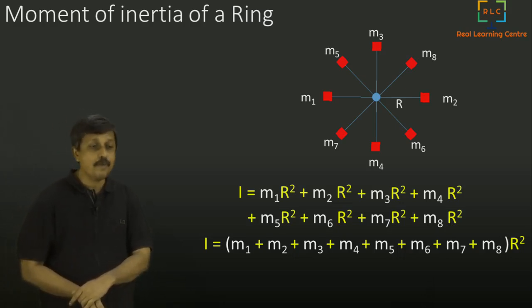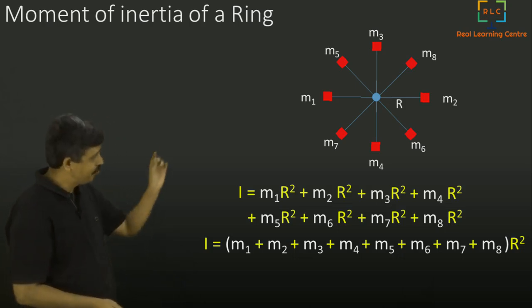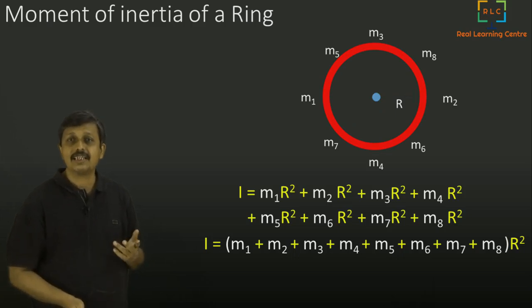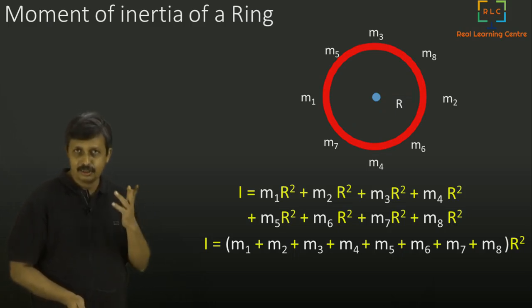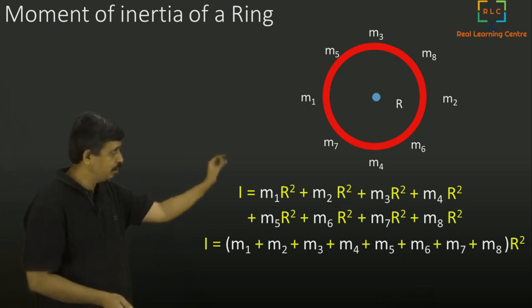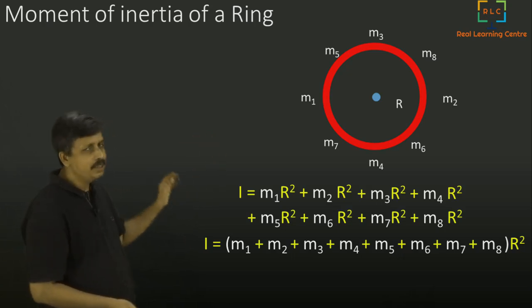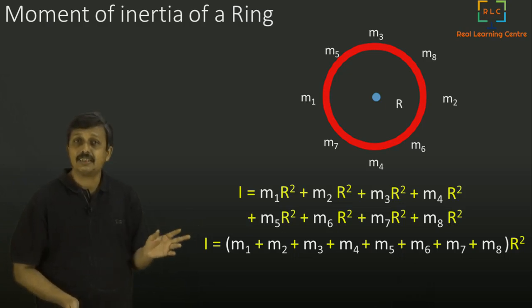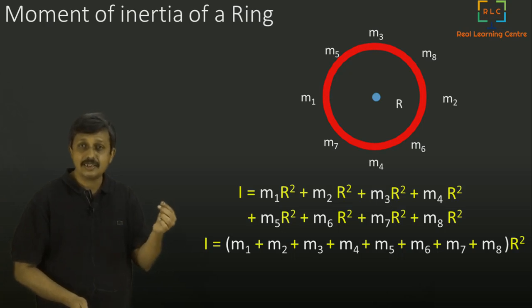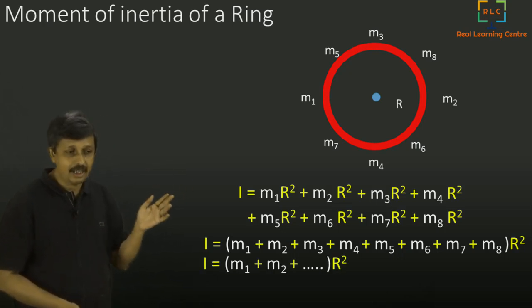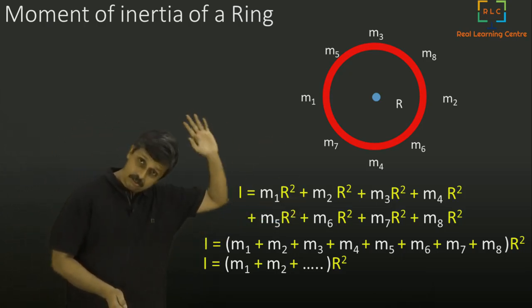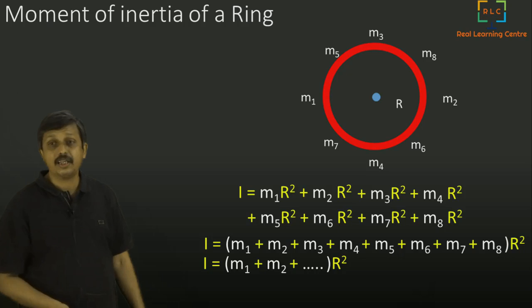Okay. Now, what I am going to do is replace all these small masses with a ring. A ring means if you split it into smaller masses, so many masses put together is that ring. So I'll call this the moment of inertia of a ring. How do I calculate it? I'll split it into many masses, and now I can say m1 plus m2 plus so on, n number of masses, into r square.